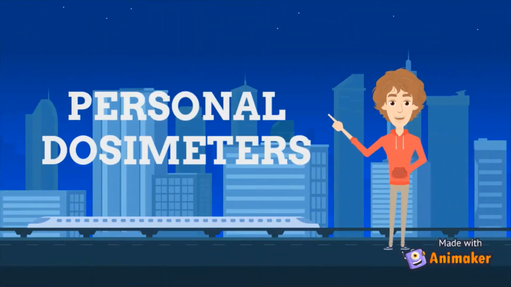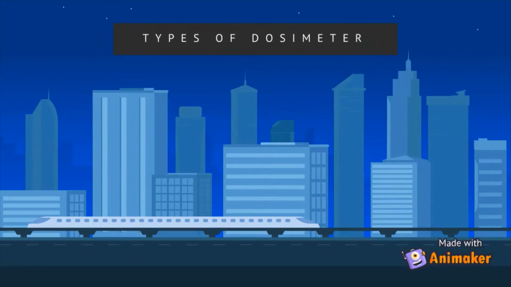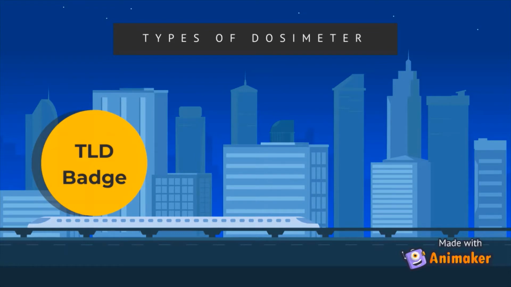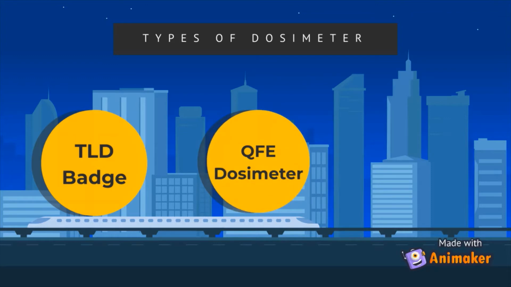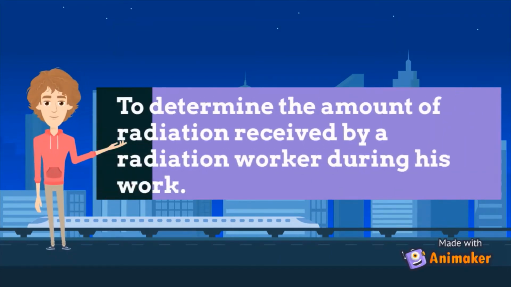The third type of radiation instrument is the personal dosimeter. There are 3 types of personal dosimeters. The first one is the thermoluminescent dosimeter badge, also known as TLD badge. The second one is the quartz fiber electroscope dosimeter, also known as QFE dosimeter, and the third personal dosimeter is called the beeper. A personal dosimeter is used to determine the amount of radiation received by a radiation worker in the course of his or her work.